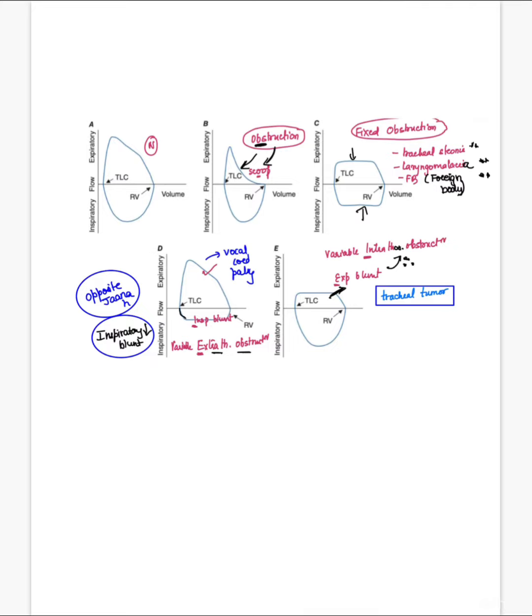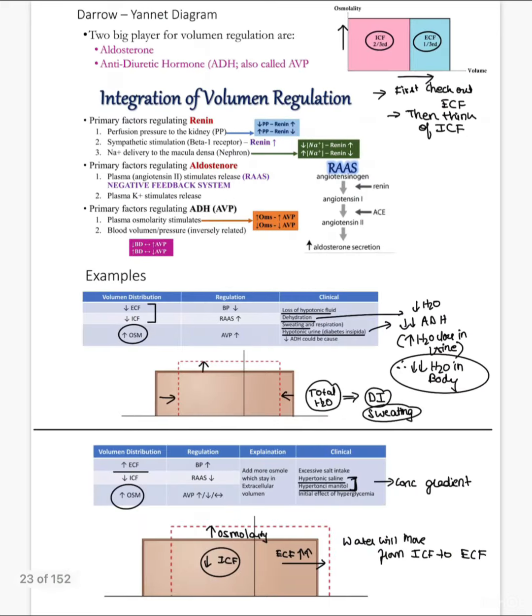Then coming on to this one, guys. What happened here? The inspiratory loop is blunting, which means there is an obstruction that is extrathoracic. Here the expiratory is blunted, which means an intrathoracic obstruction, guys, like a tracheal tumor. Here, like your vocal cord palsy, guys. So this is again important that you need to know, guys. This was about your respiratory graph.